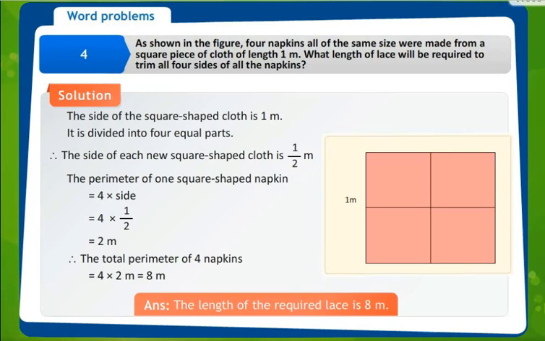Now how do we come to know when to calculate the perimeter? Because here the question was what length of the lace will be required. Now the length of the lace is actually the perimeter when we are going to trim the 4 sides of the napkin. So the lace required to trim all the 4 sides of the napkin is basically the total perimeter of the 4 napkins. Hence the length of the required lace is 8 meter.